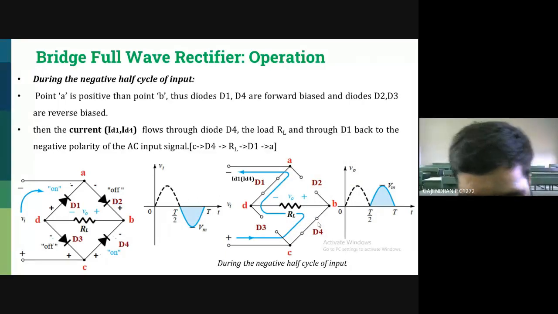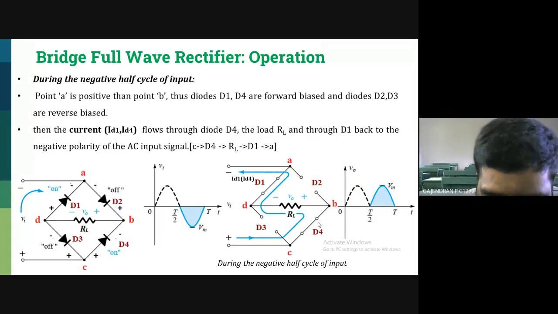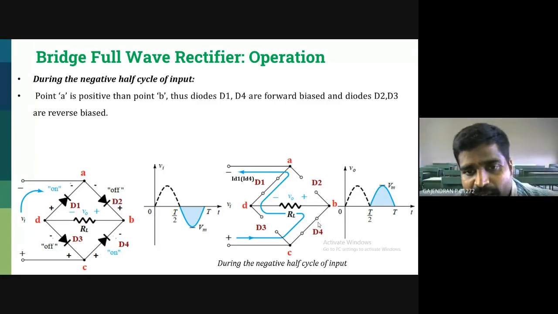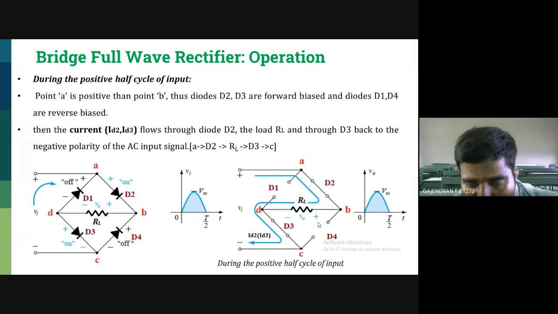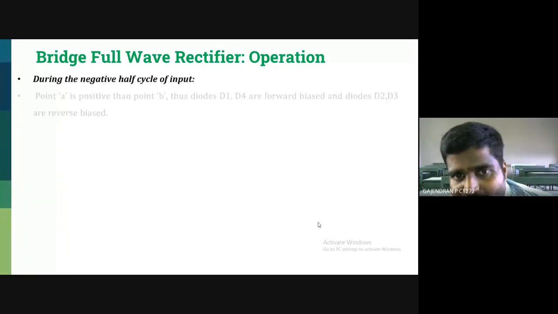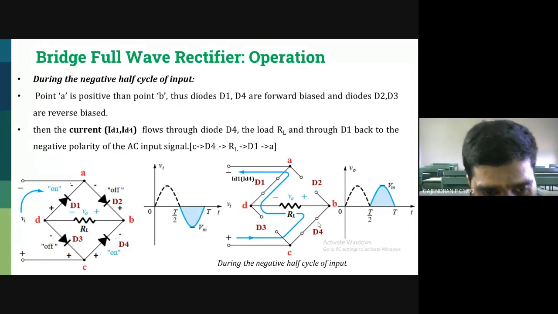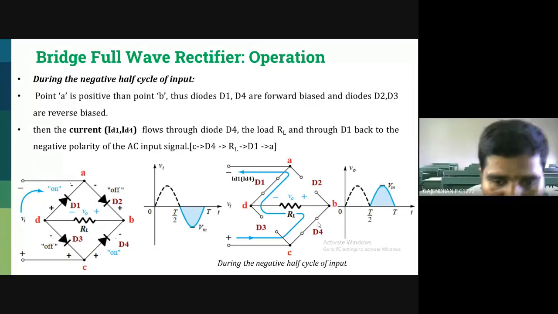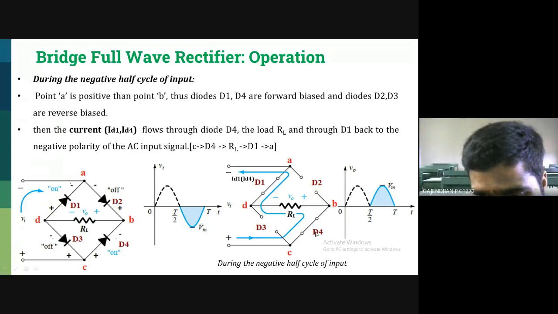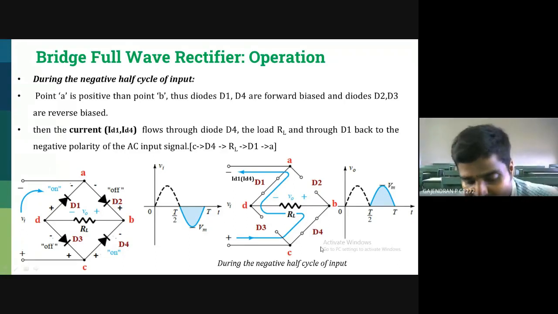Please take the screenshot of this one. This is the simple explanation of your bridge rectifier. So this is during positive half cycle. This is during negative half cycle. Can anyone tell me, in the bridge rectifier, in each cycle, how many diodes contribute to the current flow in the circuit? How many diodes contribute to current flow? 2, sir. 2. Is it clear, sir? 2 diodes. Okay, very simple.